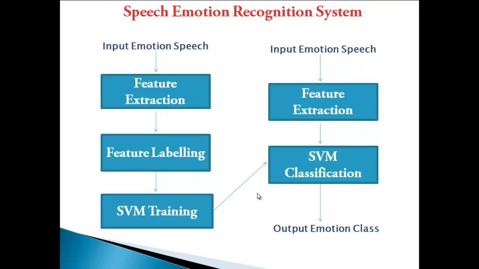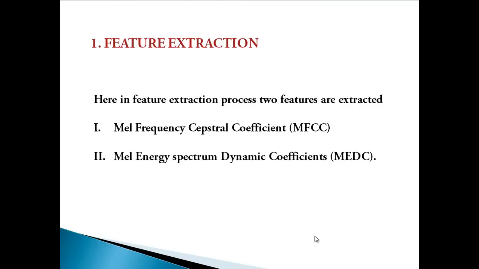So what actually happens? I can explain this in two cases. The first one is building a particular model which takes our input, classifies it, and generates the output. Our input emotion speech is taken, and from that speech we extract the features. After extraction, we label these features, and after labeling, we send them into SVM training. From this SVM training we build a particular model. Out of that model we use SVM classification to give the output emotion class. We'll explain these things in depth.